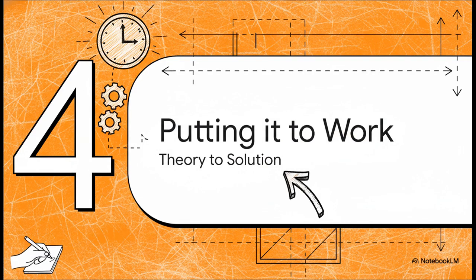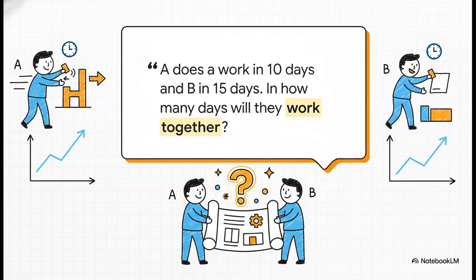All right, enough talk. Let's put this blueprint to work. We're going to take a classic time and work problem, and you'll see just how powerful this visual method really is. Okay, so here's our challenge problem. A does a work in 10 days, and B does the same work in 15 days. In how many days will they together do the same work? So you've got two people, different speeds, how fast can they get it done as a team? This is exactly what our blueprint was made for.